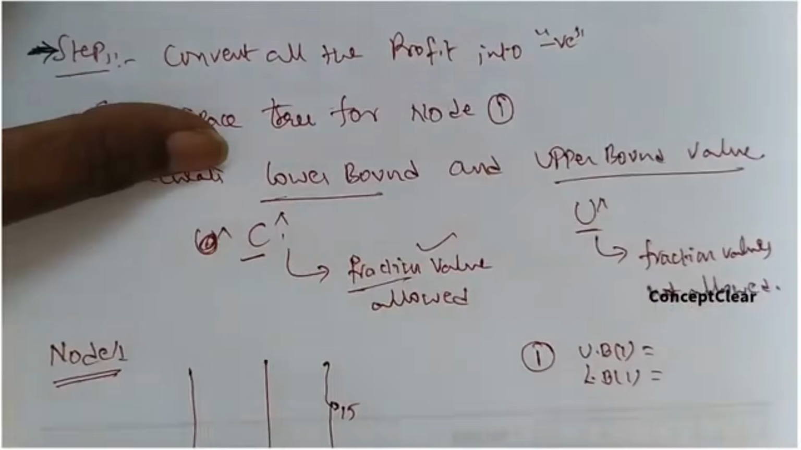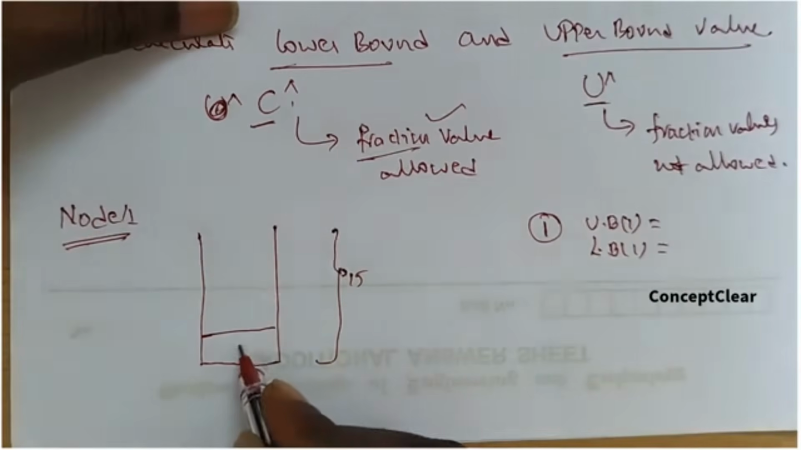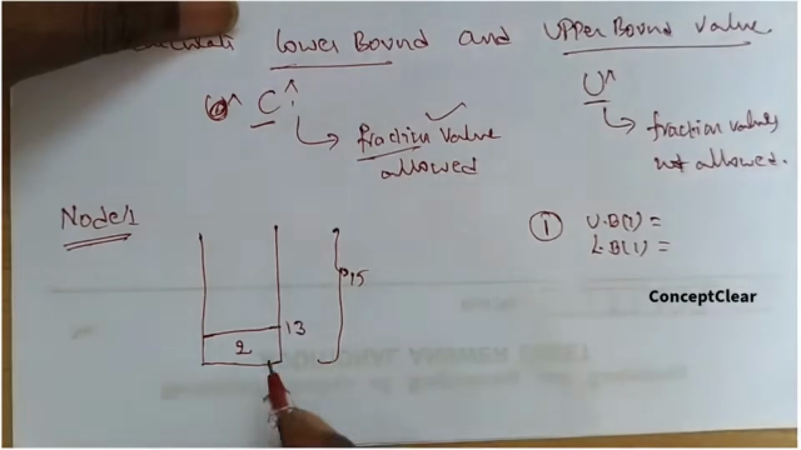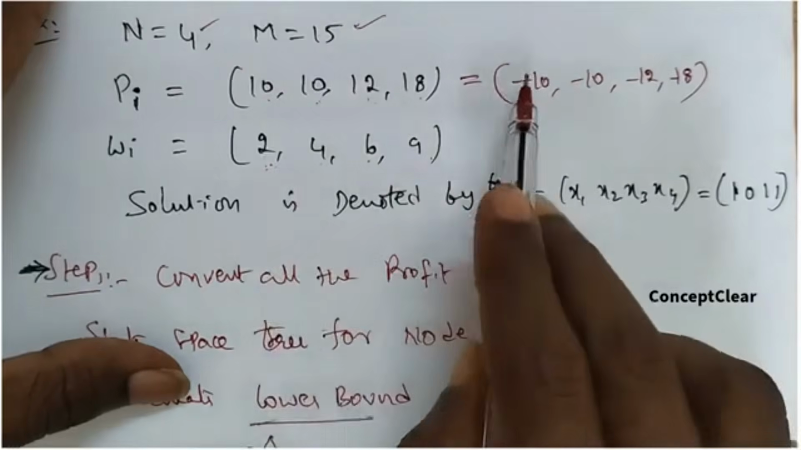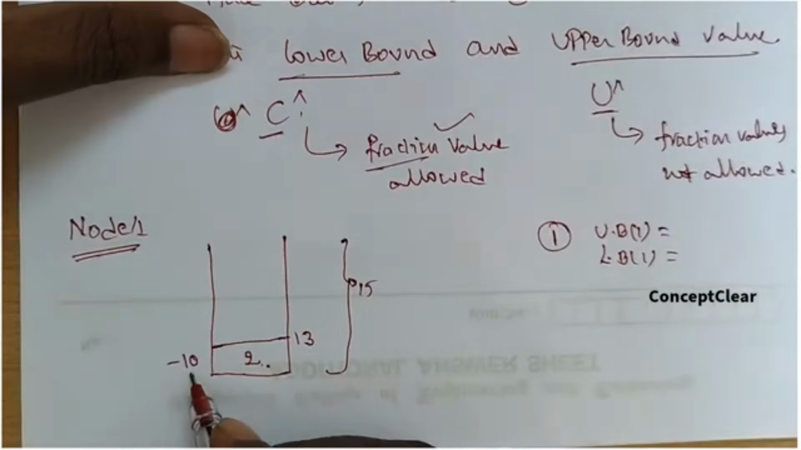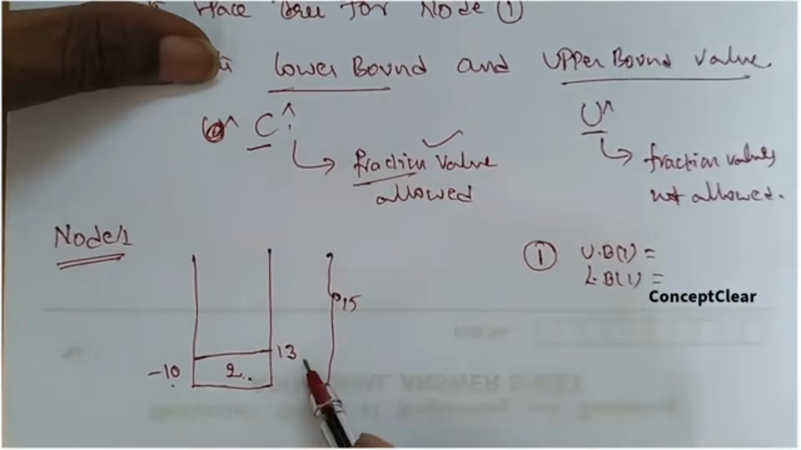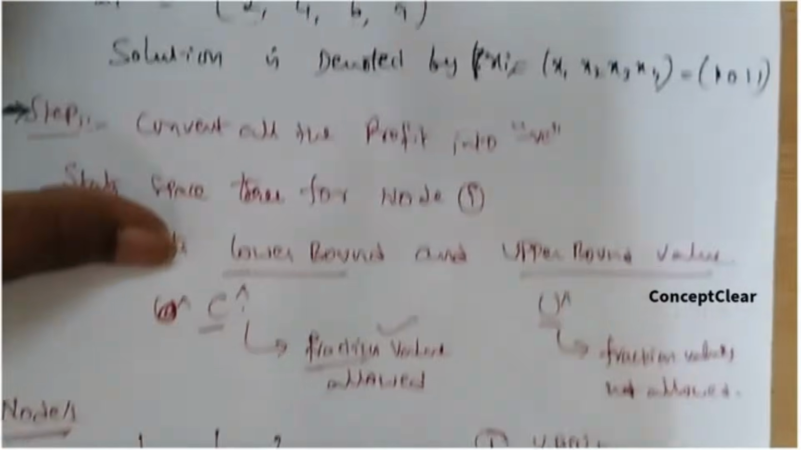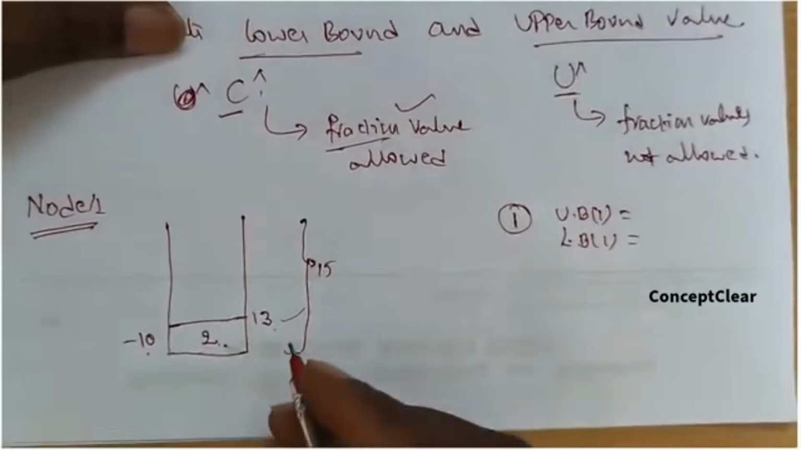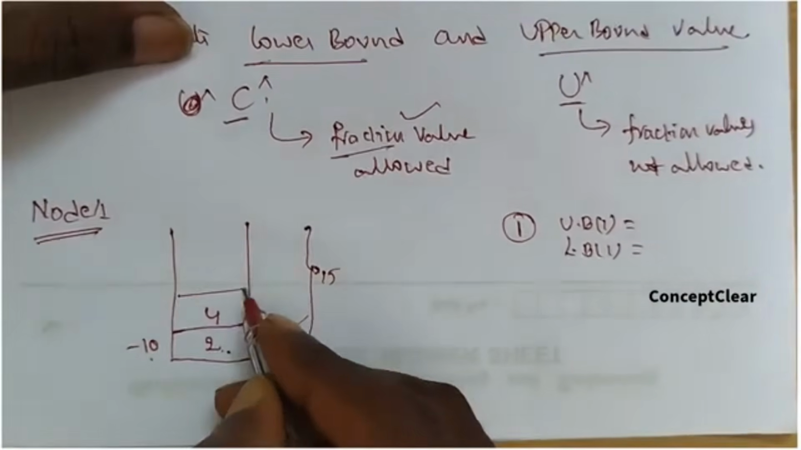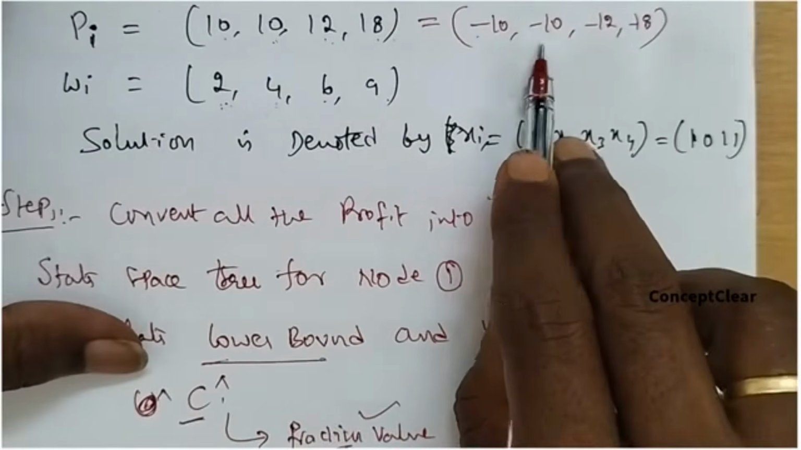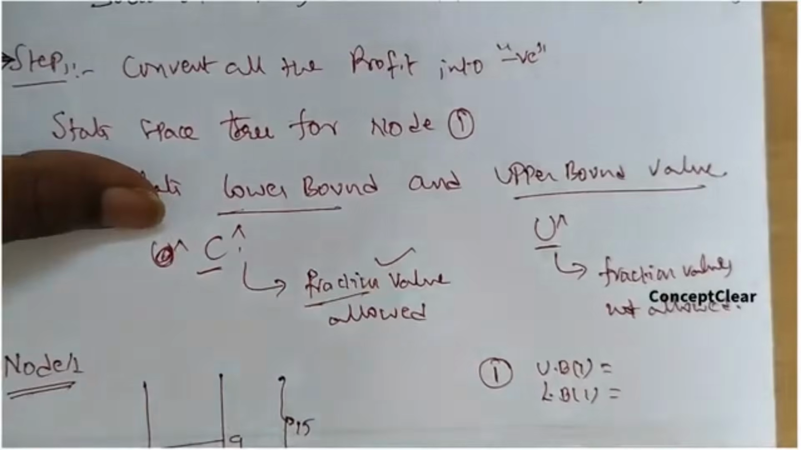If you fill the first object, 2, the remaining weight is 13. What is the profit of the first object? The first object's profit is minus 10. So if you place the first object, we get a profit of 10, and the remaining is 13. We can place the second object also. The second object's weight is 4, so we place 4. After placing, the remaining is 9, and the profit for this one is also 10.